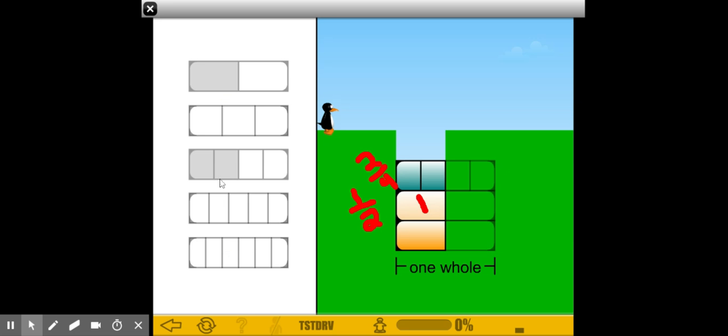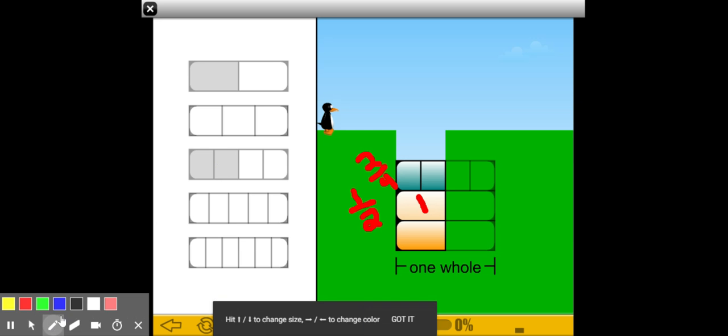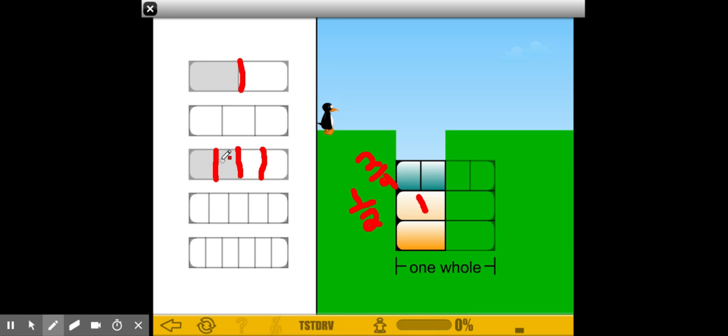So from 1/2 to 2/4, I see a line that is right here at first, and then still here. But now I see another one that is here, and another one that is here. So 1, 2, 3, 4. 1, 2. I see 2 times the number of pieces here.